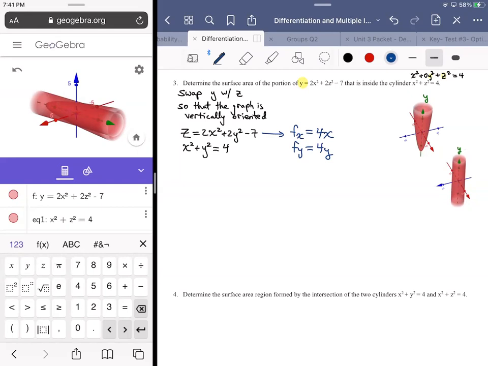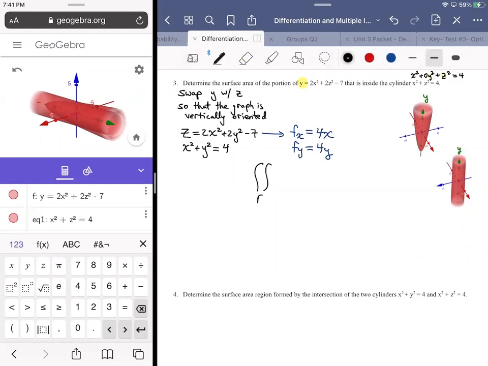Z would have been 1/2 plus or minus 1/2 the square root of y minus 2x squared plus 7. Best of luck finding the first order partials with respect to x and y for that function, and then plugging it into the formula. No, it's not going to be pretty, so don't do it. Do it this way.